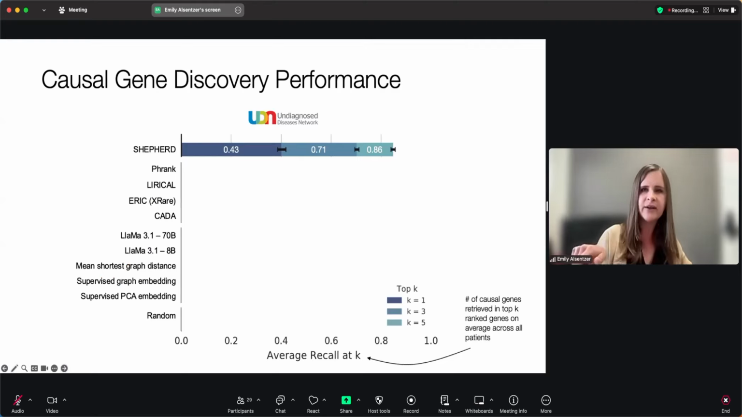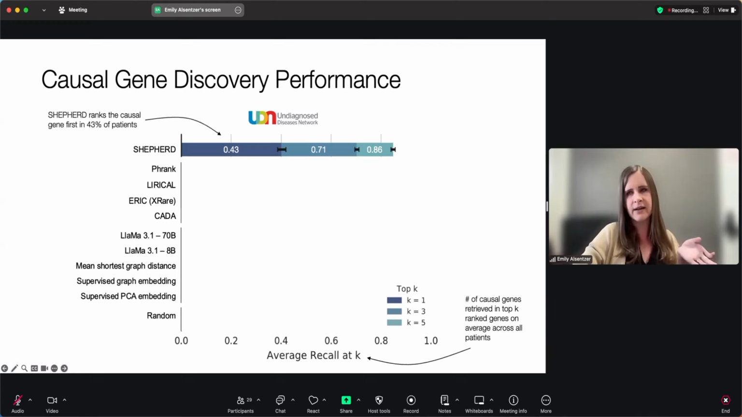On the x-axis here, what you're seeing is average recall at K. So that's the number of causal genes retrieved in the top K ranked genes on average across all patients in the UDN cohort. So we find that Shepherd is able to rank that causal gene first for 43% of these patients, achieving a recall of 0.71 when K is 3, 0.86 when K is 5 on average.